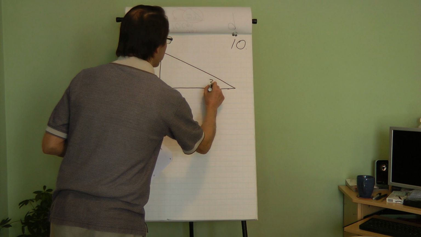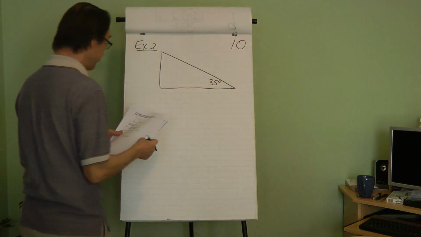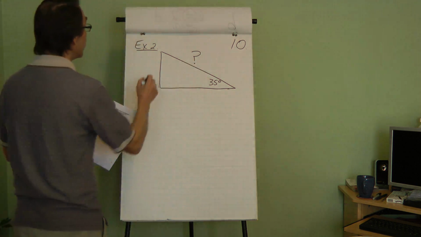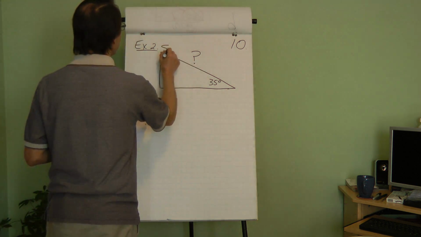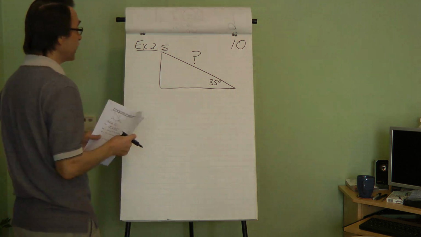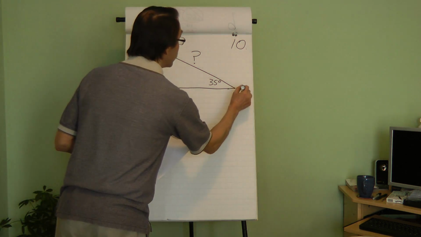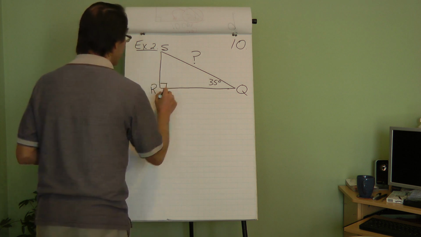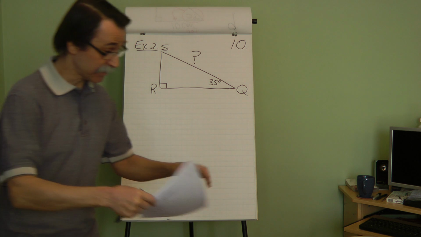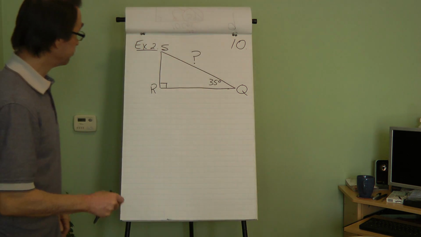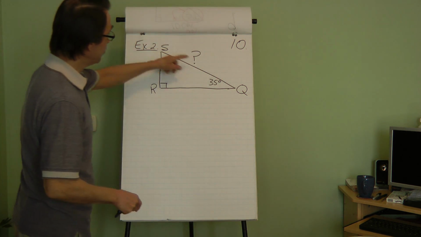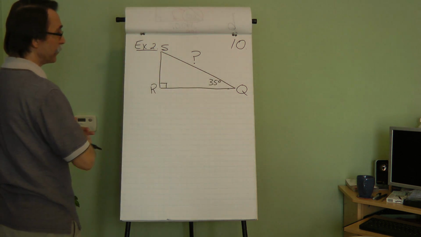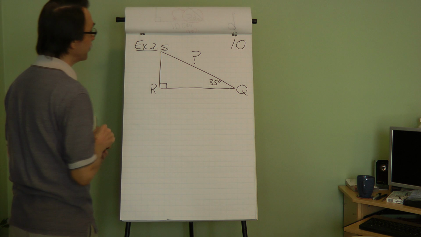And I've got 35 degrees here. I've got a question mark right there. I've labeled the vertices S, Q, and R. And there's my right angle. And I'm asking you to solve for SQ. SQ is this length right here, the hypotenuse. I've also shown it by a question mark.